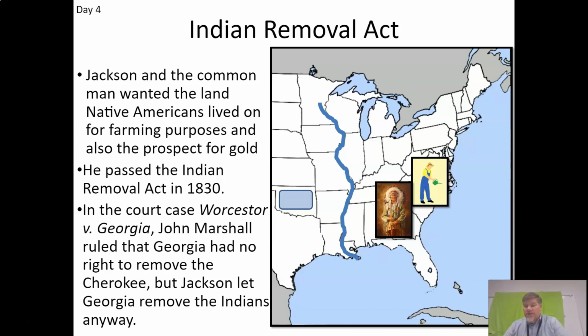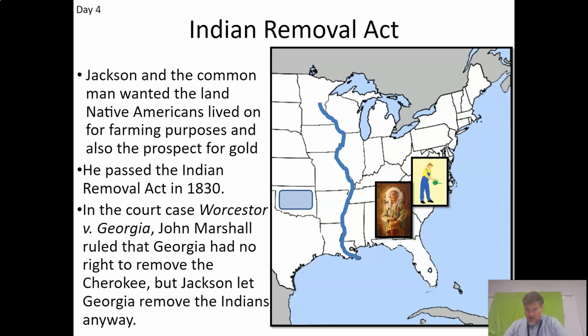Georgia ignores this ruling and does it anyway. So this continues to keep Worcester in prison. Eventually, he's pardoned, but they keep passing laws to hurt the Cherokee.